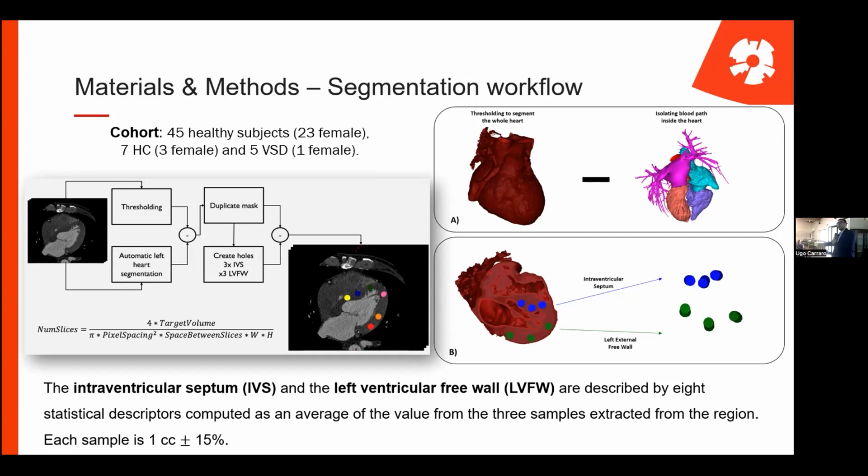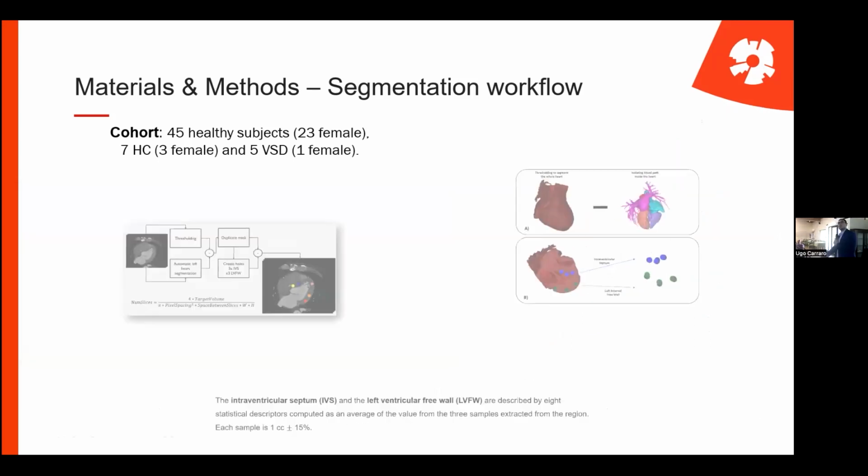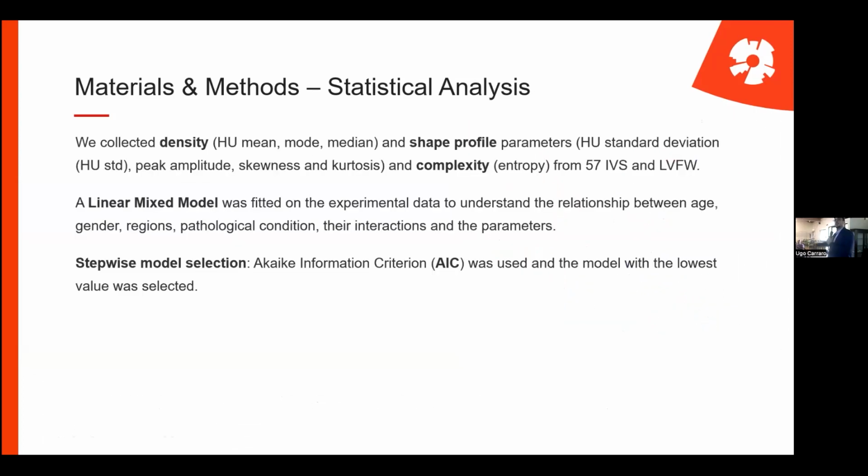Once we extracted all the specimens from the two regions of interest, we extracted some parameters from this distribution. We have 3 groups of parameters. We have the density: the Hounsfield unit mean, mode, and median. The shape profile parameters: Hounsfield unit standard deviation, peak amplitude, skewness, and kurtosis. And for complexity, the parameter is the entropy.